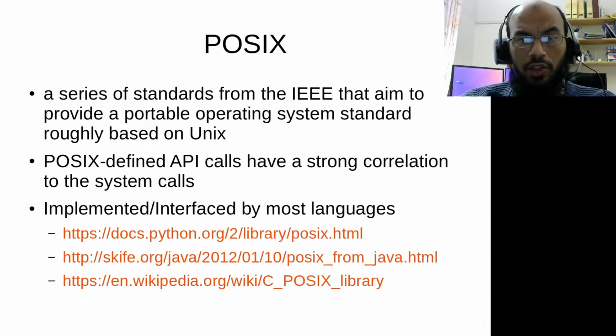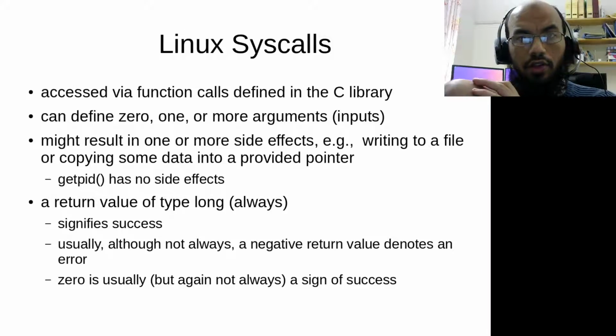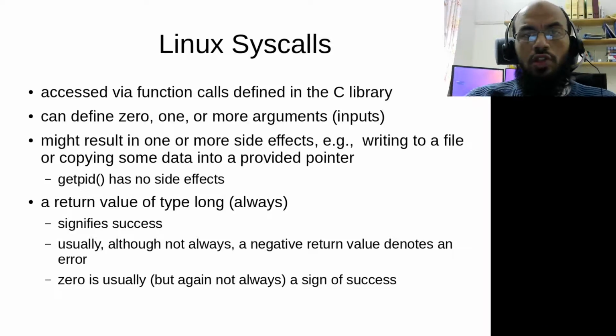You can actually go to this link, for example, the C POSIX library, to look at that. You can have arguments going into the syscall, and your system call can result in one or more side effects. These side effects can be, for example, allocating memory to some process, opening a file, or writing to a file.